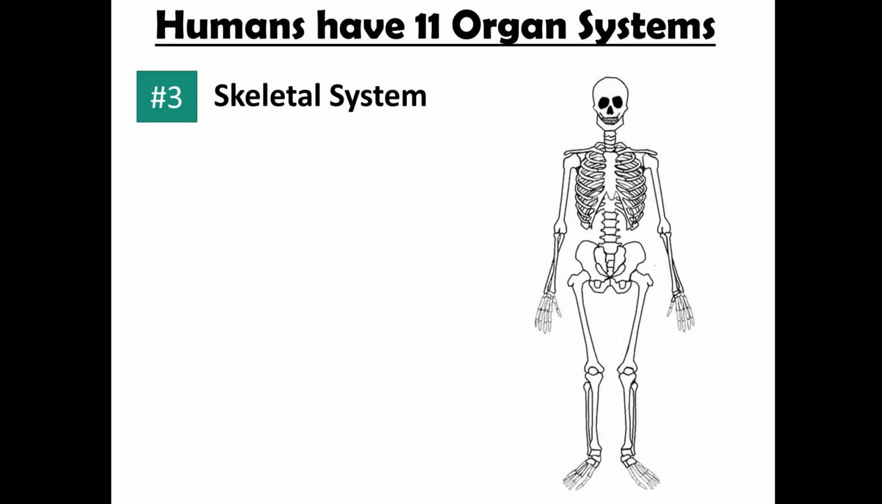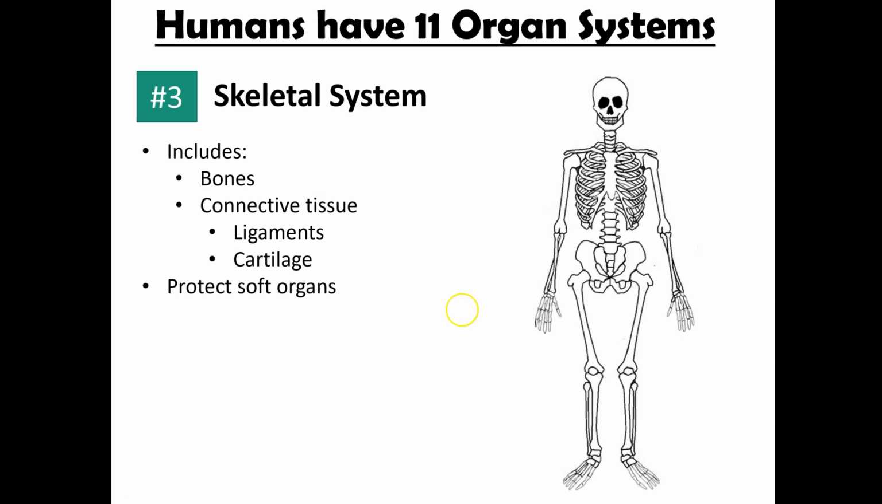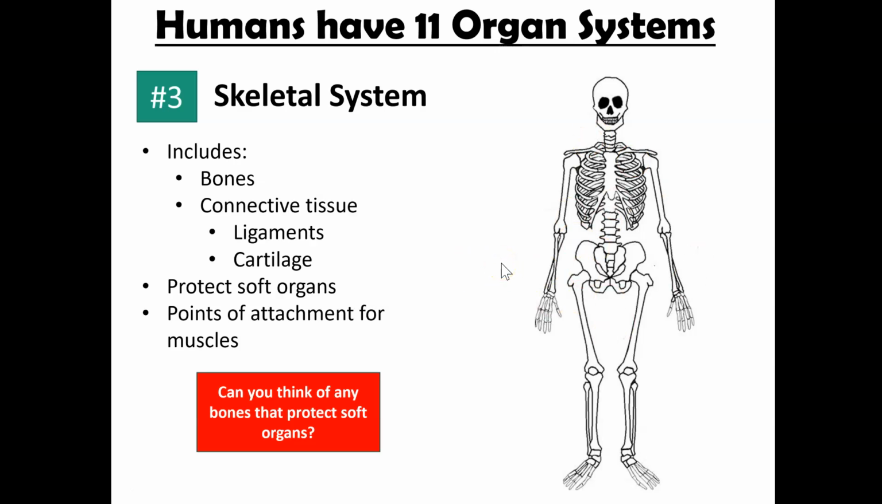Your third one is your skeletal system. It includes your bones and the connective tissues, including the ligaments and the cartilage that connect the bones together. The skeletal system also does the job of protecting those soft organs that are underneath here, like your stomach, your liver, your lungs. And then it's the points of attachment for muscles. Your skeletal system won't be able to move without being attached to your muscles, which contract and relax.